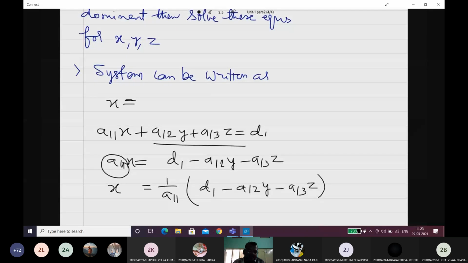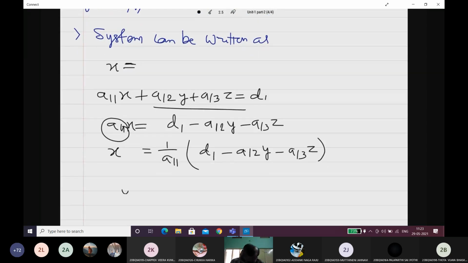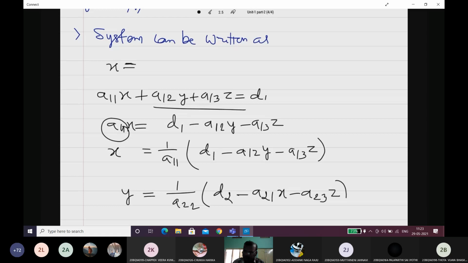Is it clear? Similarly, from the second equation, we can find the value of y in terms of x and z. Similarly, y is equal to 1 by A22 into D2 minus A21x minus A23z. From the second equation, we have to find the y value. Is it clear?